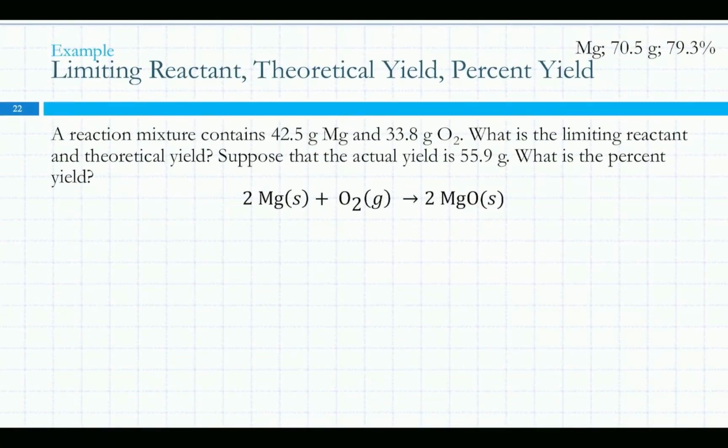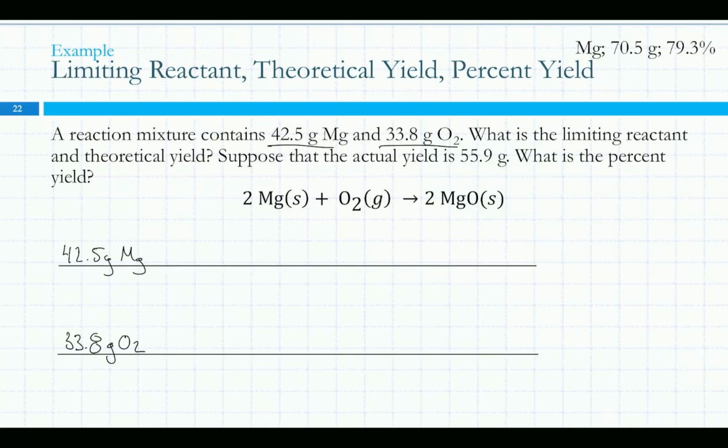All right, so I'm going to do this again super fast. We've got 2 different reactants here. They react together and produce magnesium oxide. It's 42.5 grams of magnesium, and then our other reactant is 33.8 grams of oxygen.